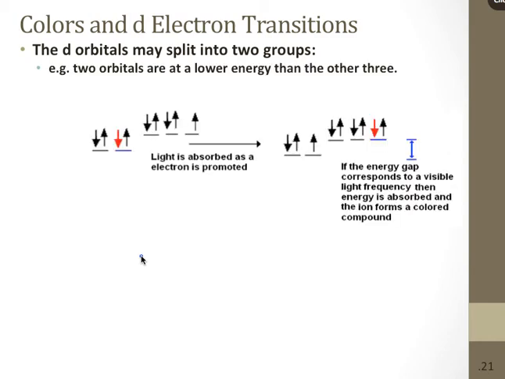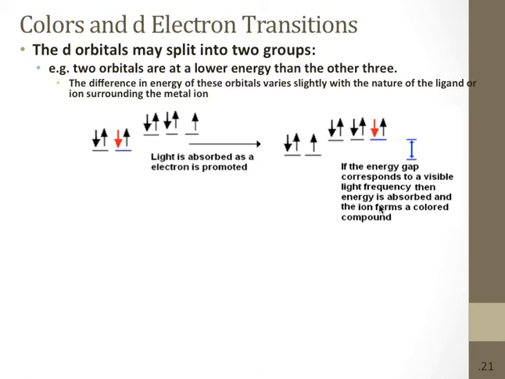So those d orbitals might split into two groups, just as a summary. Right? 2 orbitals at lower energy than the other 3. Light is absorbed as an electron is promoted. There's an energy gap between these two. If that energy gap corresponds to a visible light frequency, then energy is absorbed and the ion forms a colored compound.